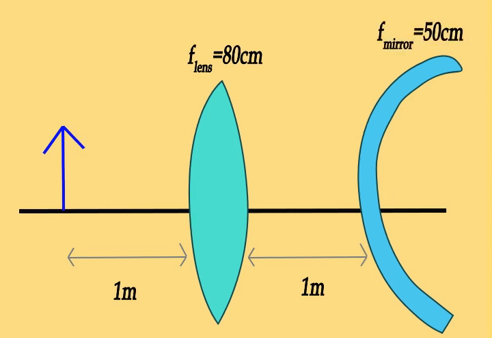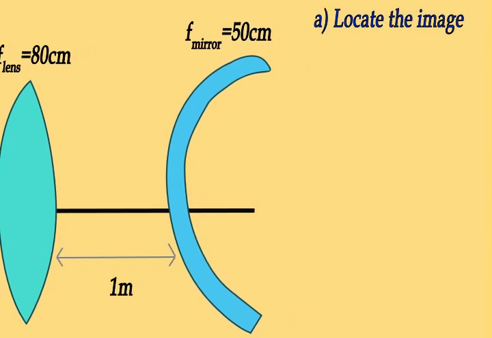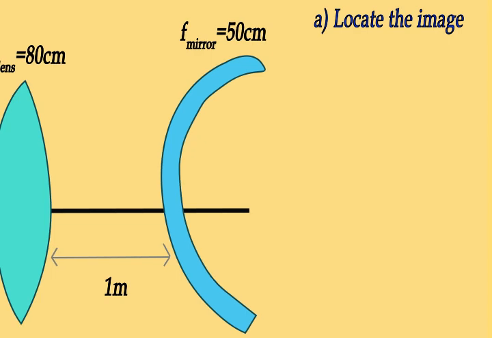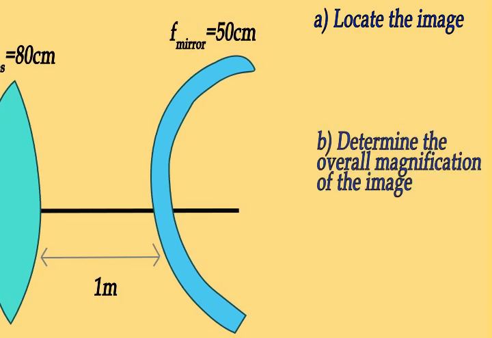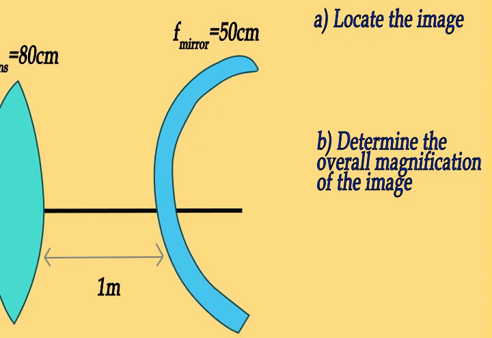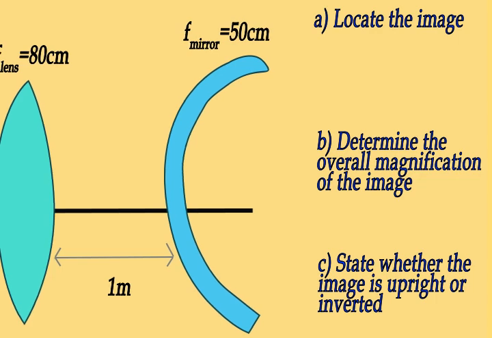of 50 centimeters, then question A, what is the location of the final image which is formed by light that has gone through the lens twice? Question B, determine the overall magnification of the image, and question C, state whether the image is upright or inverted.